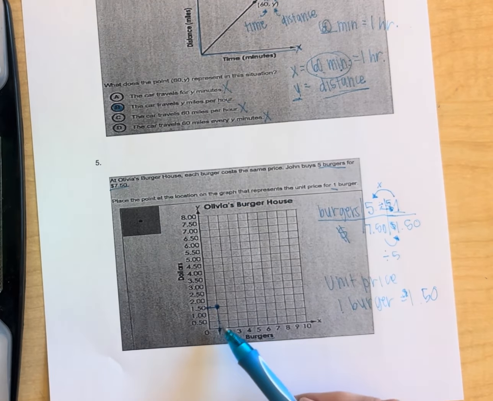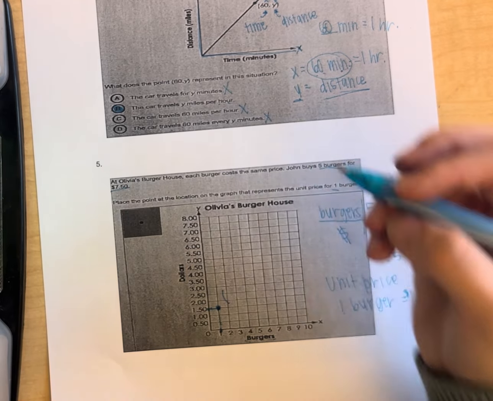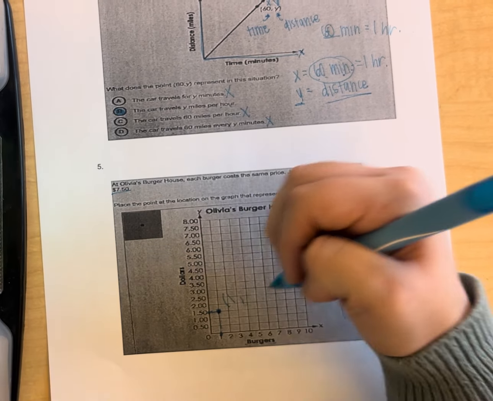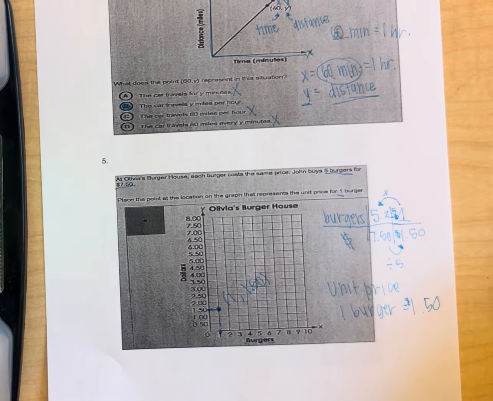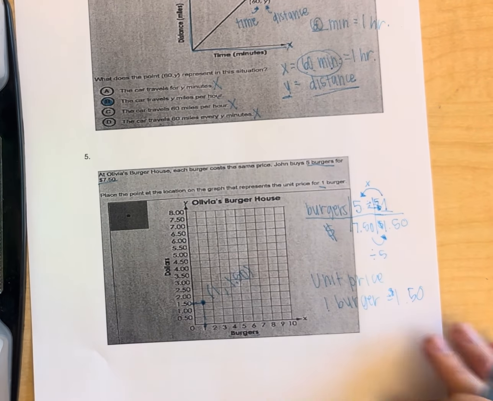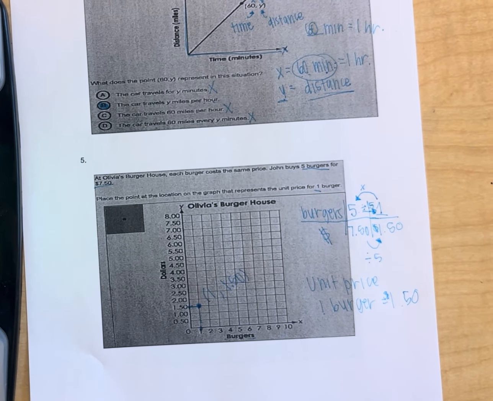So my point should be at, if I say my coordinates, my point is at X is 1 and Y is $1.50. I don't know if you can see that, but okay, good job on your first weekly review.